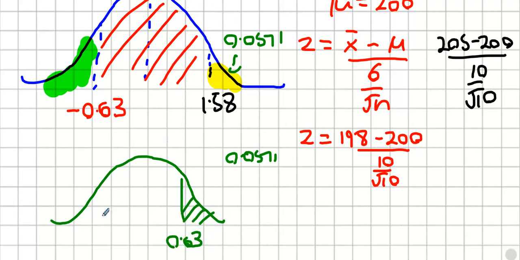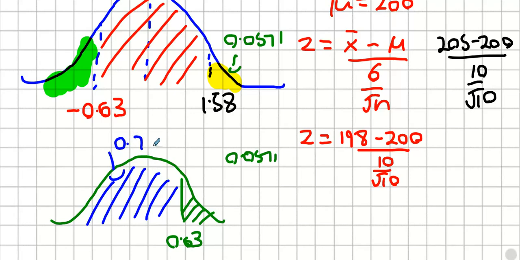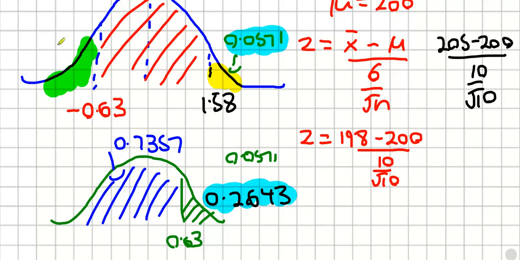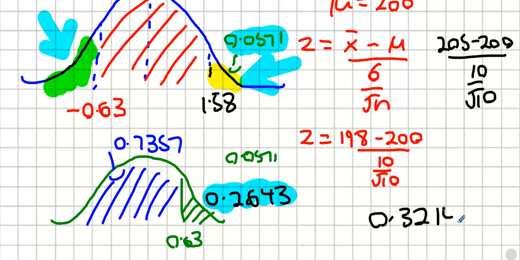So what I do is we get the blue area from the tables. What is it? 7.357. Take it away from 1. 0.2. Okay. And then at the end of the question, we just add the two blue parts together. Those two blue parts are the same thing as the green area plus the yellow area. And what do you get? 0.3214. Okay.